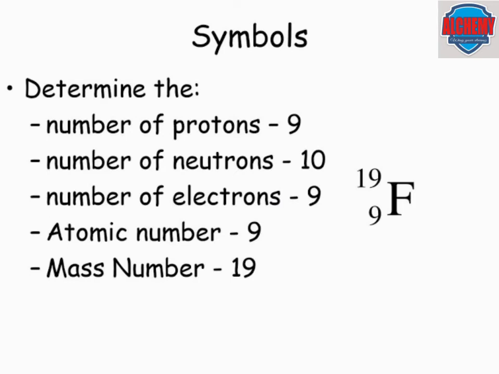The next element is fluorine. The mass number is 19 and the atomic number is 9. Since the atomic number is 9, the number of protons is equal to 9, which in turn means the number of electrons is also equal to 9. Now, the number of neutrons is given by mass number minus atomic number, that is 19 minus 9, and the number of neutrons is equal to 10.